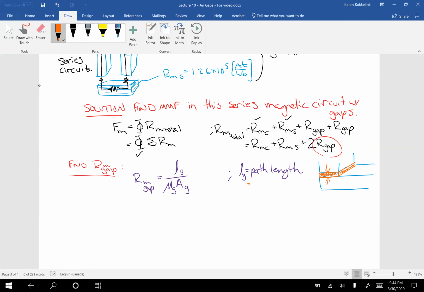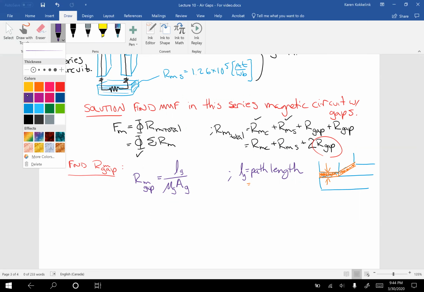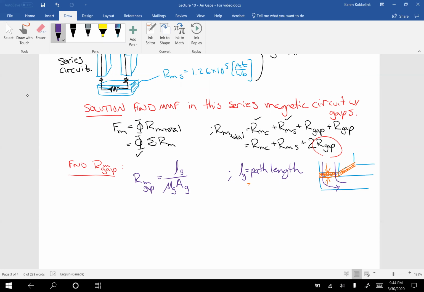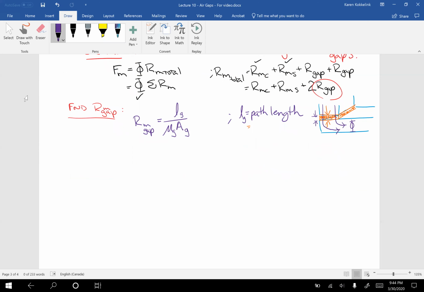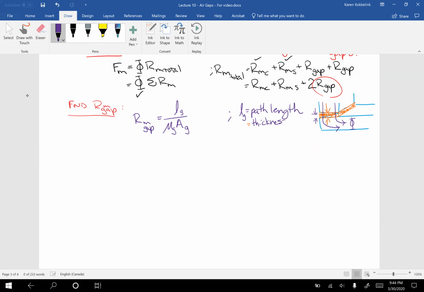So again, you're going to have lines of flux moving through this circuit. These are your lines of flux. And the path length that they go through that is a gap is actually the thickness of the gap. So mean path length is thickness of gap. In this case, it's the thickness of fiberboard, which should be given in the problem. It is 0.1 millimeters. And if you want to put that in centimeters, 0.01 centimeters. So that's the path length.